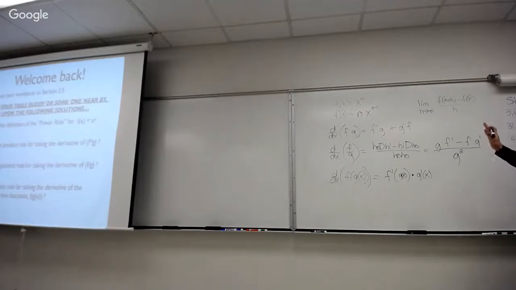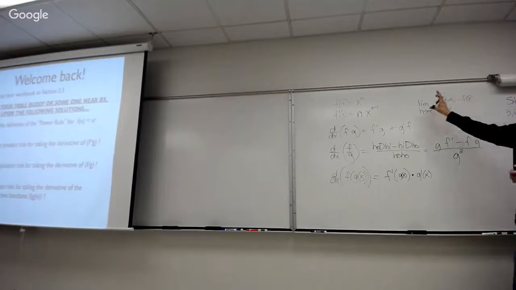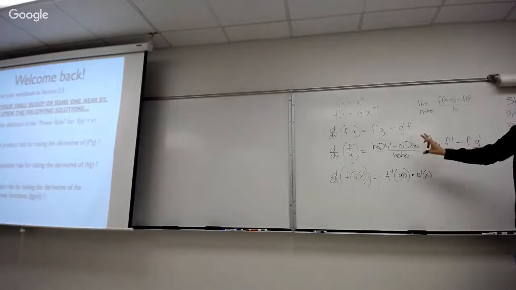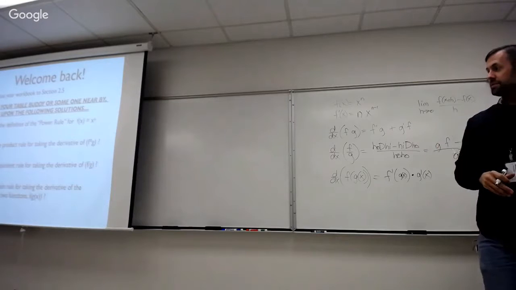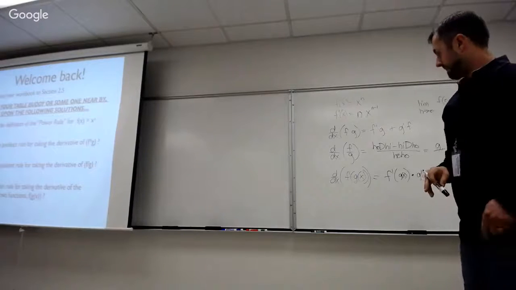Okay, so we have all these rules now, right? We've got the original limit definition, we've got our power rule, and then we have our product, quotient, and chain rule. And all of this allows us to virtually take the derivative of any function that we ever see.